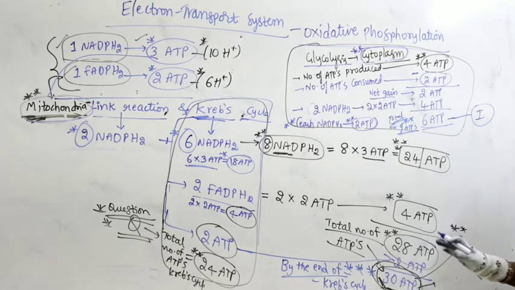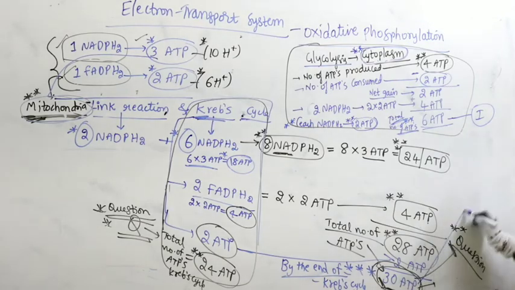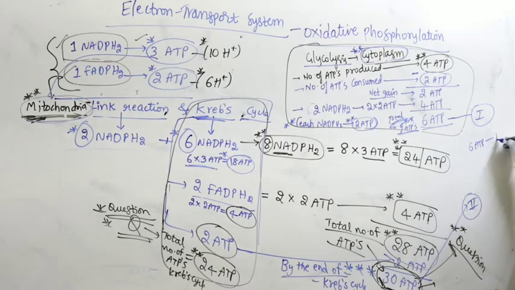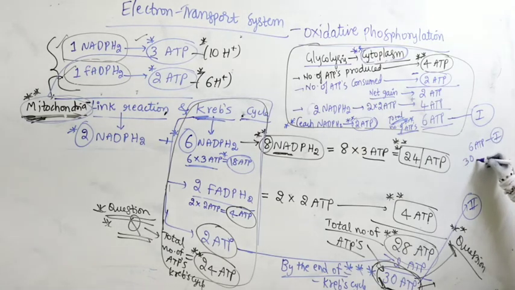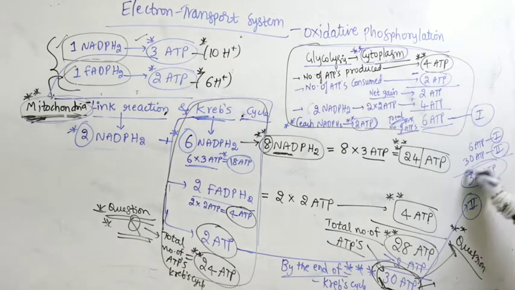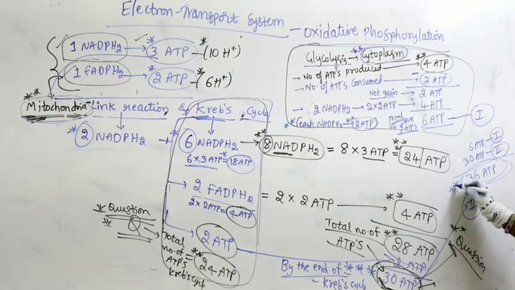Including the link reaction and Krebs cycle, the total number of ATPs produced is 30. So, what will you write? 6 ATP from step number 1, 30 ATP from step number 2. So, the total number of ATPs in aerobic respiration is 36 ATP.